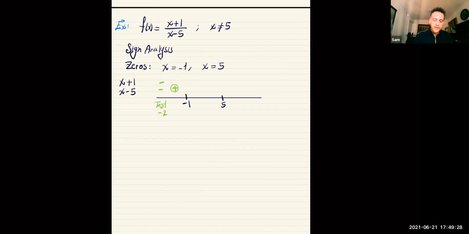And then you could test, for instance, 0. In x plus 1, that's a positive. In x minus 5, that's a negative. Positive divided by negative is negative. And then you can test 6. Both factors are positive, so positive divided by positive is positive. The function is positive.